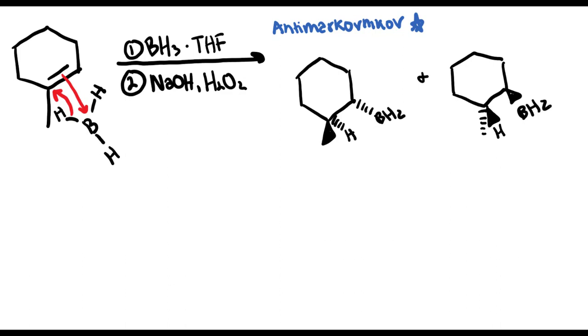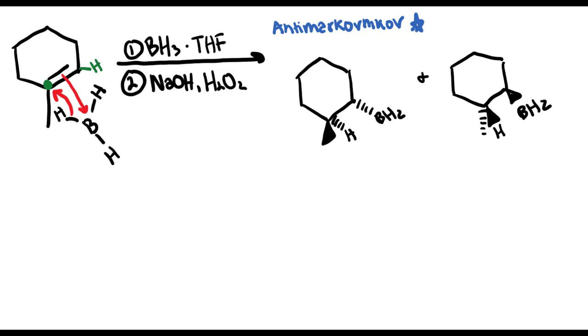Notice that this is anti-Markovnikov, because if we look at the double bond originally, the left carbon had no hydrogens, and the right carbon had one hydrogen. So which side of the double bond had fewer hydrogens? It would be the left side. That's why I added the hydrogen to the left side.